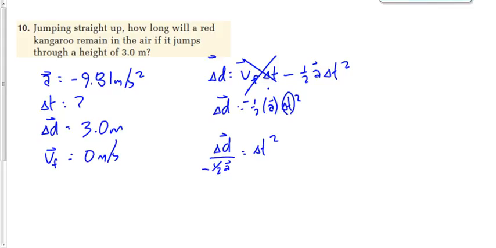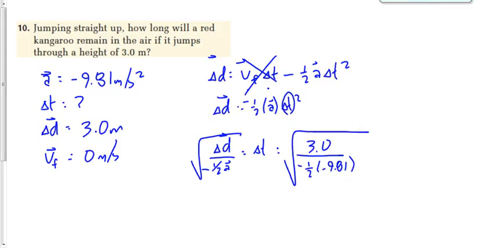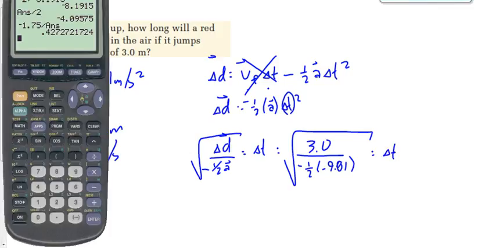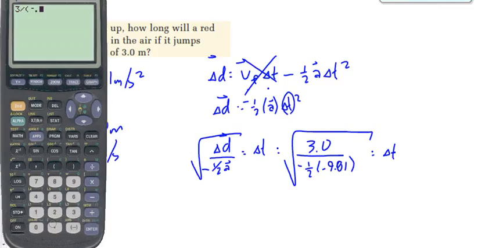Get T by itself. We got to square root both sides, so get rid of that square by square rooting. It looks like this. The displacement would be 3 meters over negative 1/2 of negative 9.81 equals delta T. Let's do this on our calculator, okay? Let's say 3 divided by, use some brackets on the bottom here, negative 0.5 times negative 9.81. Let's square root that. 0.782 seconds.